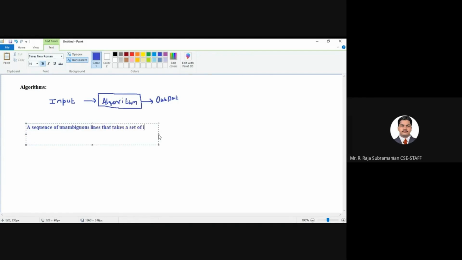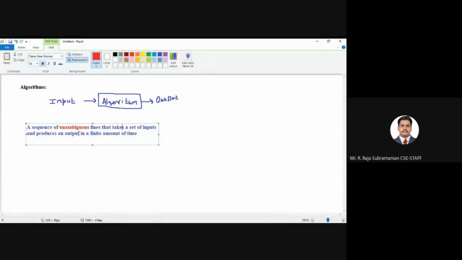Takes a set of inputs and produces an output in a finite amount of time. So this is actually the definition of algorithm. What is the unambiguous statement, which is most important for an algorithm? Unambiguous means non-confusing. The line should not be more complex. The line should not have any programming stuff. It should be in very simple English. It should not have any programming stuff or syntax. It should be very clear.